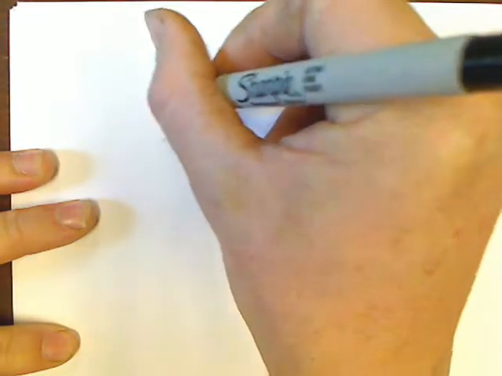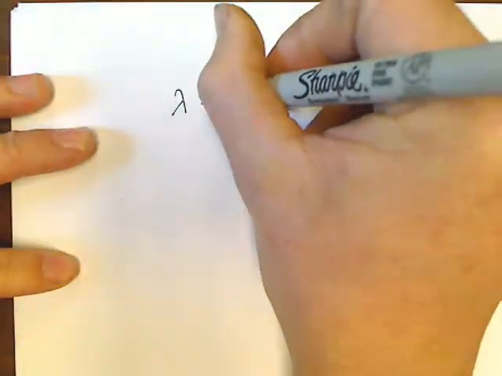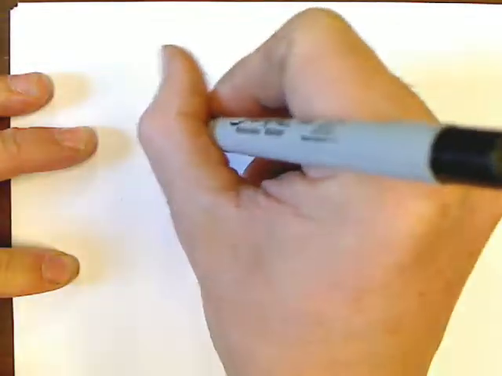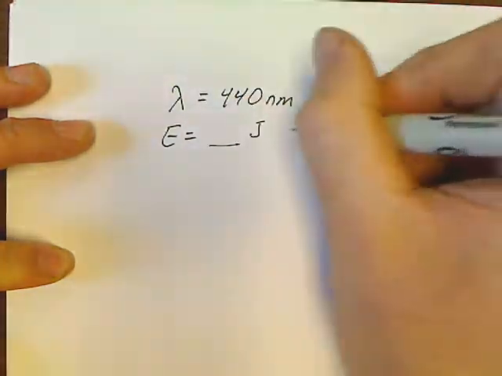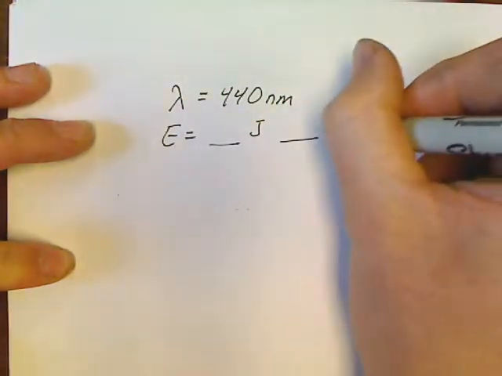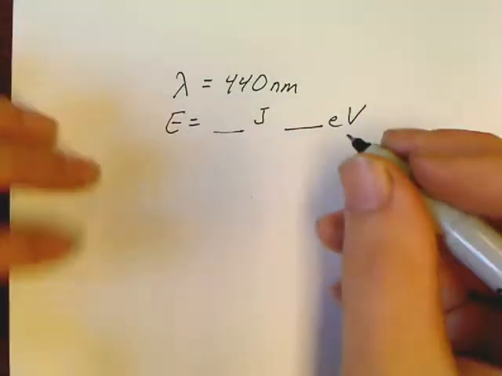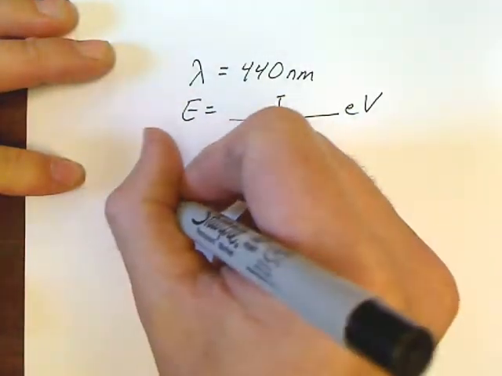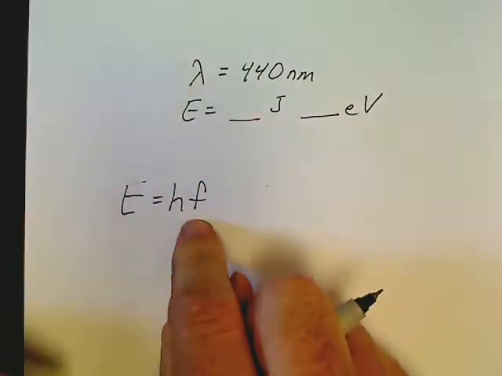So let's see if we can do a calculation for this. I'm going to do a calculation for the first one. If I have a lambda of 440 nanometers, I want to find the energy both in joules and in eV. Let's walk through that real quick. First of all, if I want to find energy, I'm going to need 2 things. E is equal to hf, Planck's constant times frequency.